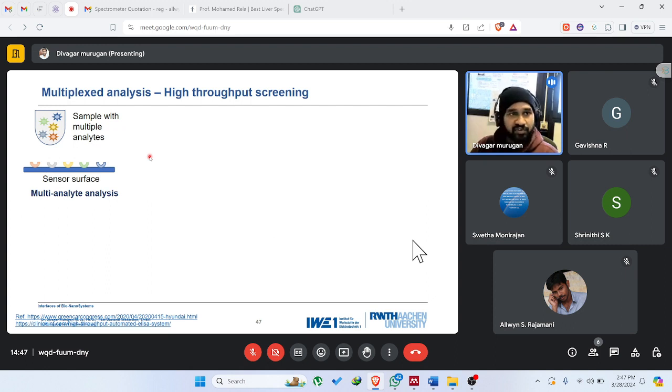Now, I will talk about multiplexed analysis using the SPR system. In the previous case, we were talking about only one analyte, either a COVID molecule or a CEA protein. However, people are more interested in multiplexed analysis. We can define multiplexed analysis in two ways. One is that you want to detect multiple analytes in your sample, or you do multiple assays on a sensor surface. So multiplexed analysis can be defined as either multi-analyte analysis or multi-sample analysis.